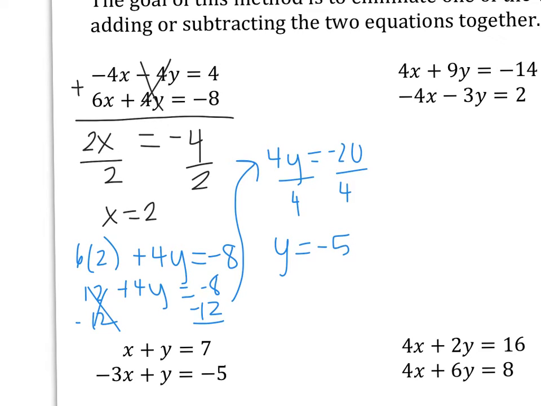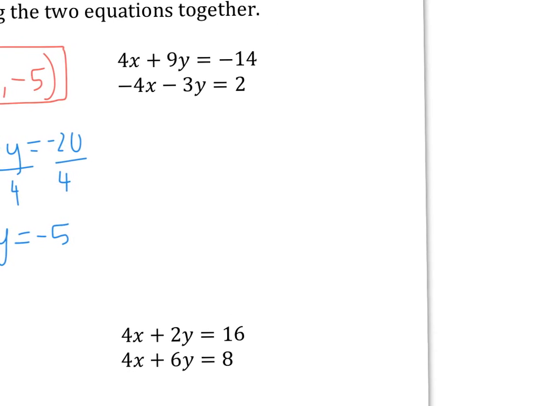So my final answer, written again as an ordered pair, because that's how we write our final answers for systems, right? The ordered pair that would work for both equations would be 2, negative 5. And again, I could check my answer by plugging 2 in for x, negative 5 in for y into both of the equations, and it would work for both of those equations. All right, let's move on to the next example here.